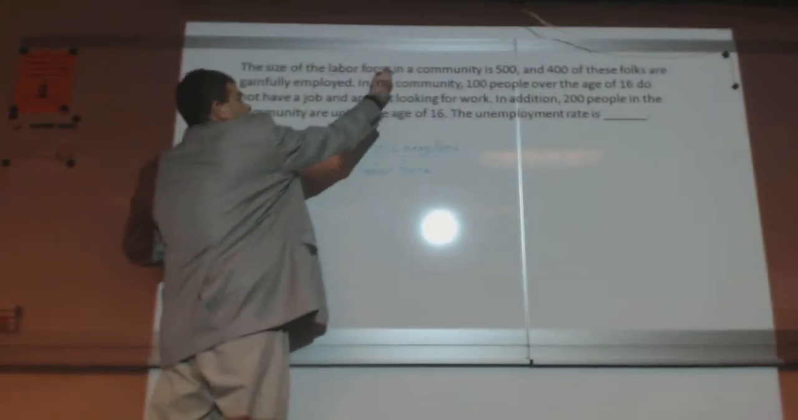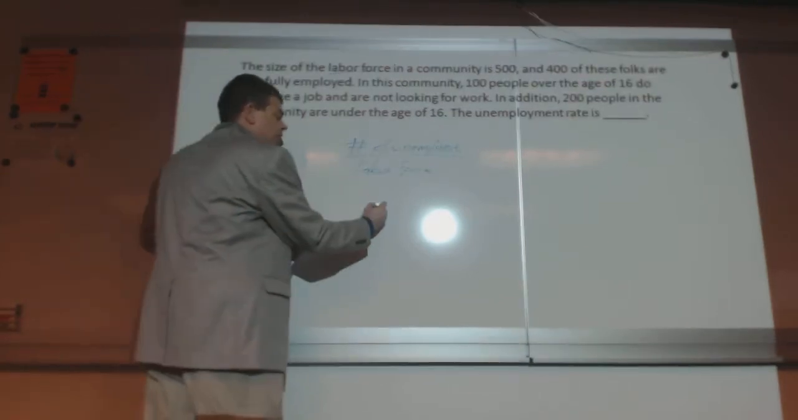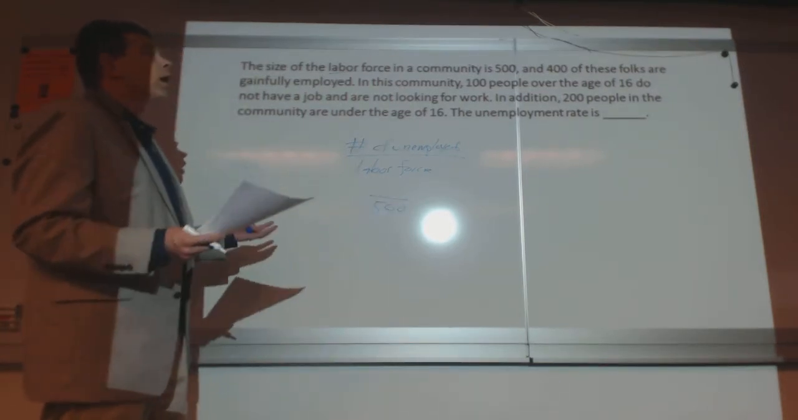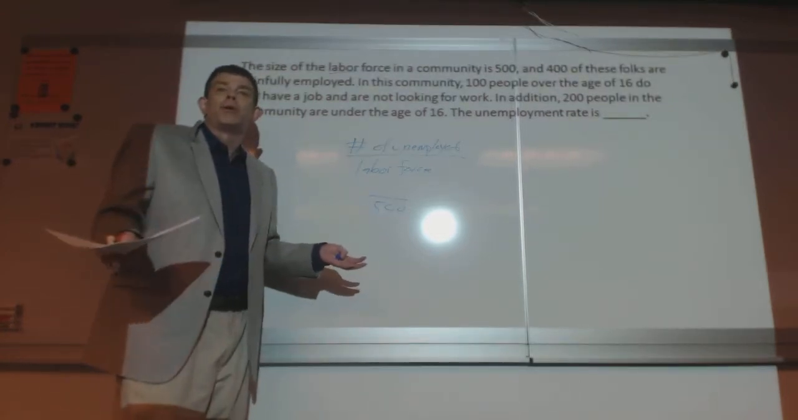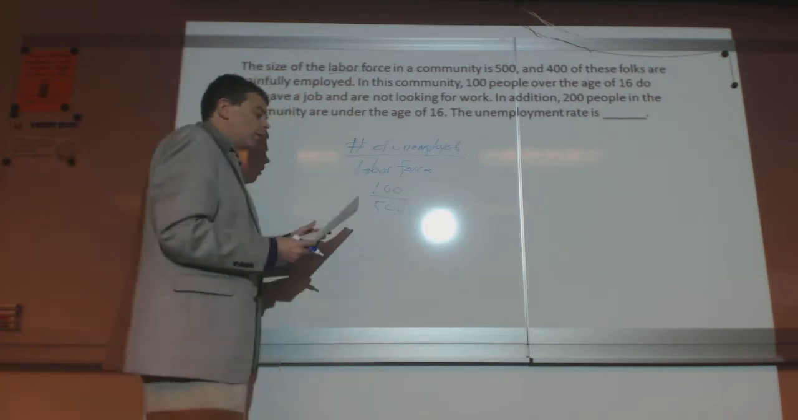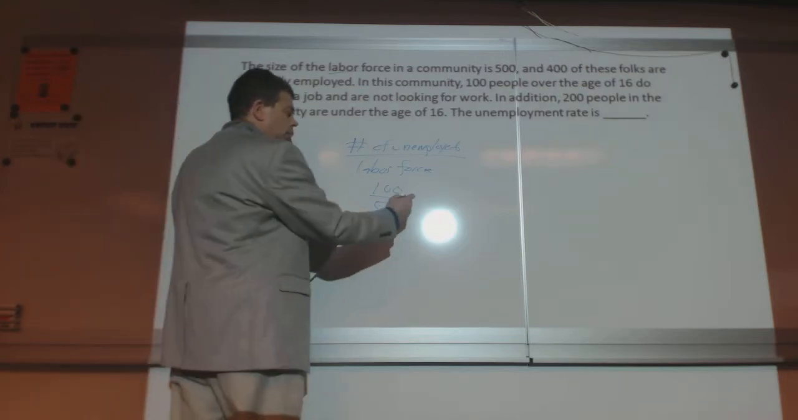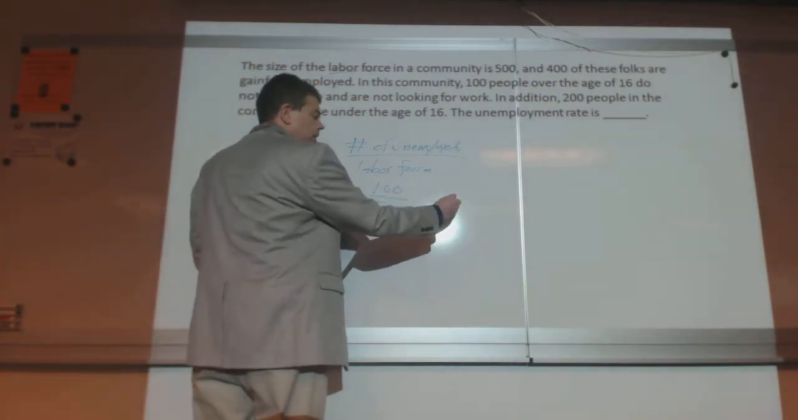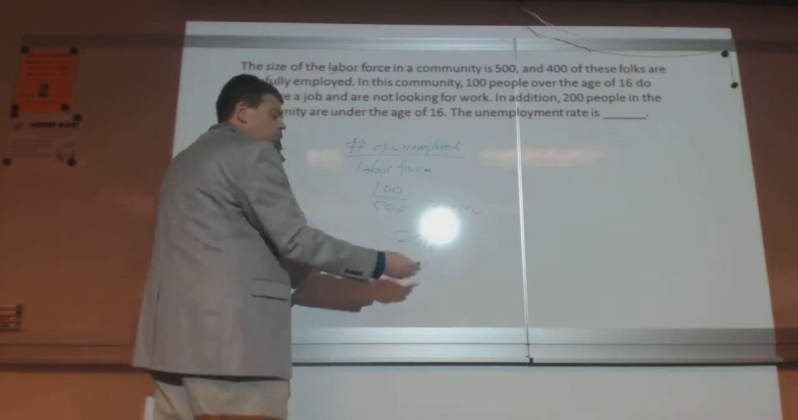It says the size of the labor force. So you already know the size of the labor force, right? The size of the labor force is 500. Now, if the size of the labor force is 500 and 400 people are gainfully employed, obviously we also know how many people are unemployed, don't we? 500 minus 400 is 100. So the mathematical formula we're going to need here is 100 divided by 500, right? Which is 0.2, times 100, so the unemployment rate is 20%.